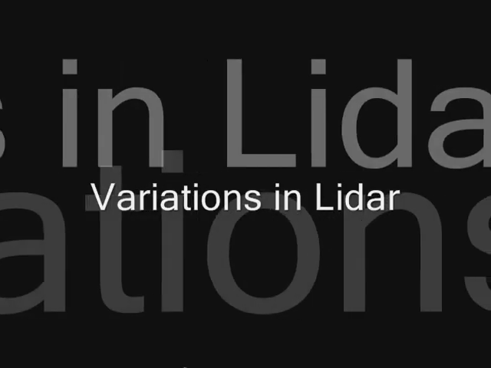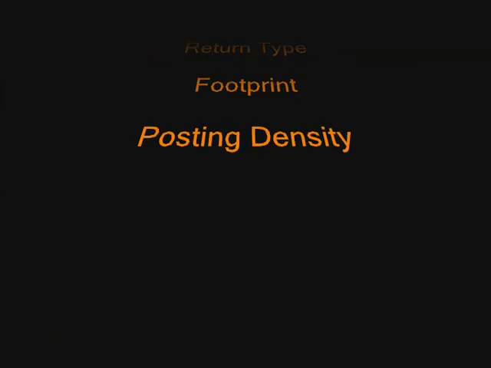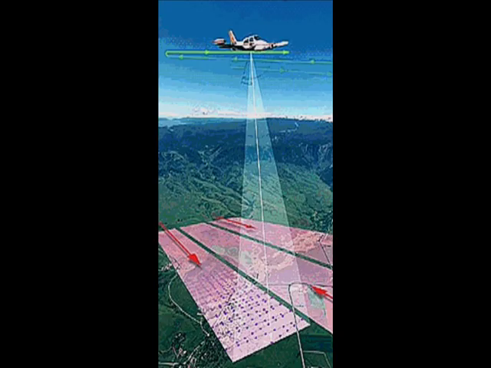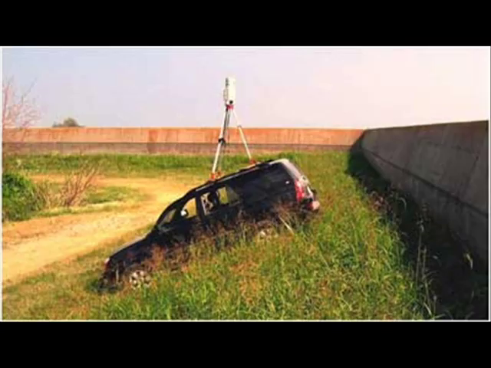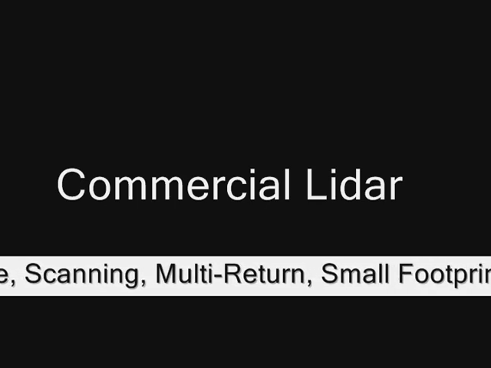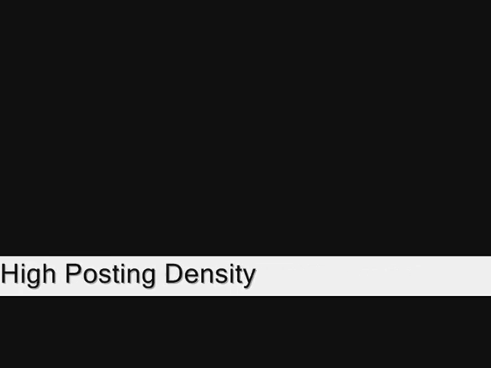There are many different varieties of LiDAR for many different applications. For example, the LiDAR platform may be space-based, an aircraft, or ground-based. Commercial LiDAR is evolving constantly, but the most common systems are airborne, scanning, able to record multiple returns per pulse, and have relatively small footprints and high posting densities.